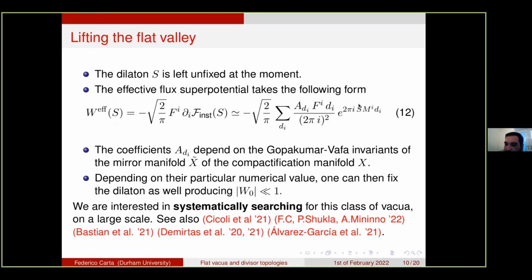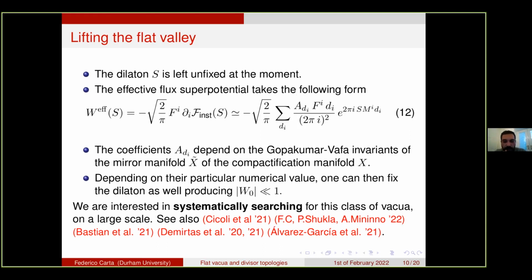Here we already substituted U equal SM. And the coefficient ADI will depend on the Gopakumar-Vafa invariants of the mirror manifold. So depending on the numerical value of these numbers, which of course depends model by model, you can have in some cases that the choice of flux that you had before plus these values of the Gopakumar-Vafa invariants will be such that you stabilize at a very small W0. Now, this is a review of all the story.